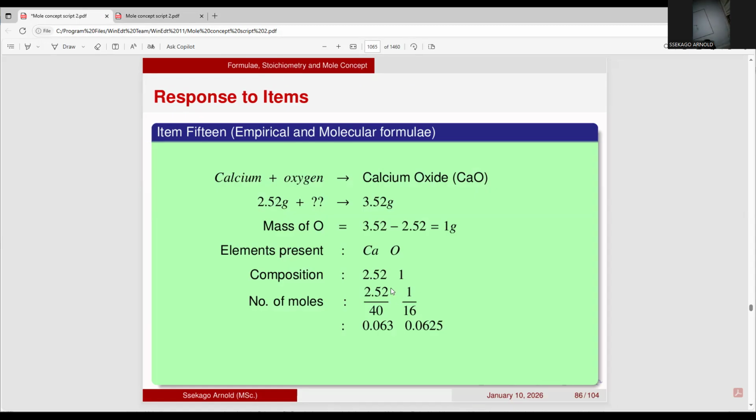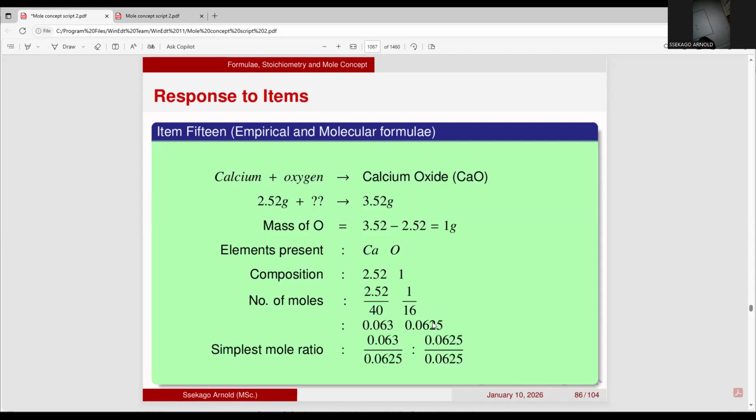So you look at these two moles obtained. Then you decide which one is smaller. You see we have 0.063 and 0.0625. Now, since you are excellent mathematicians, you all agree with me that this is the smallest. So we divide throughout. We divide this by the smallest, also this by the smallest.